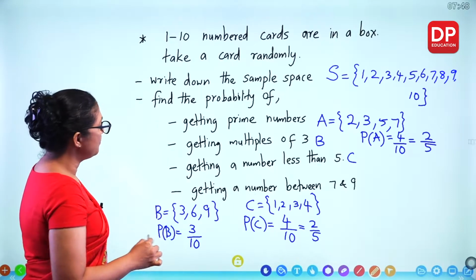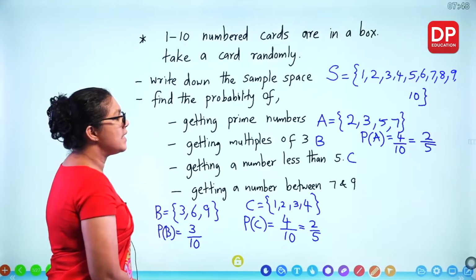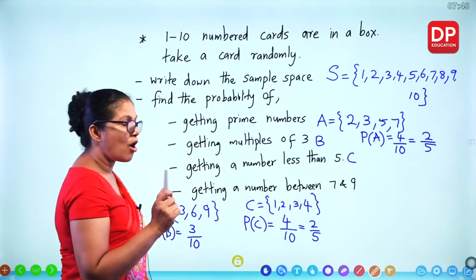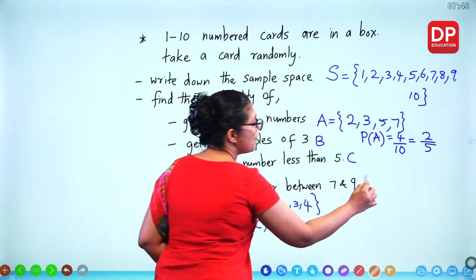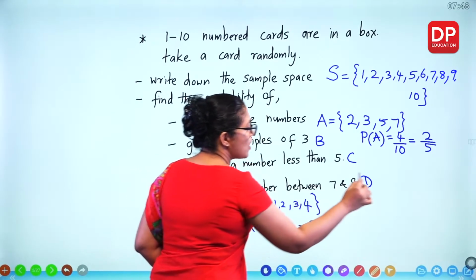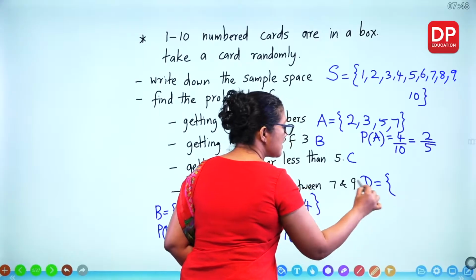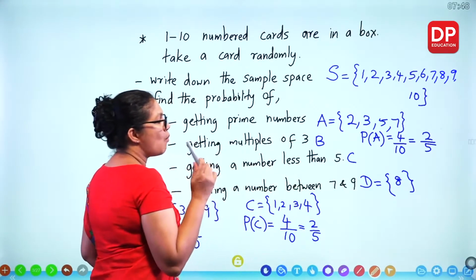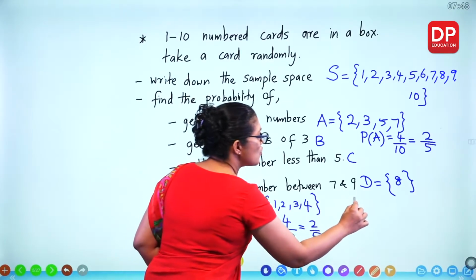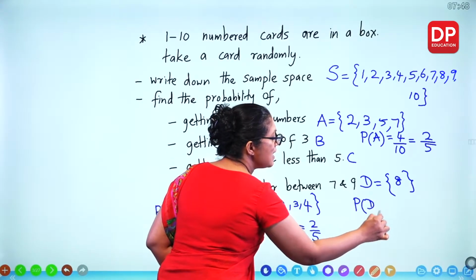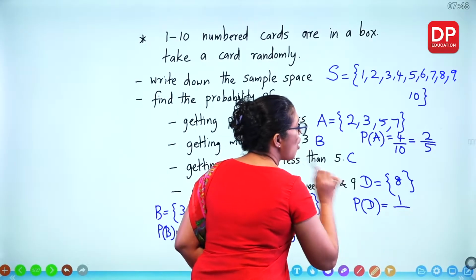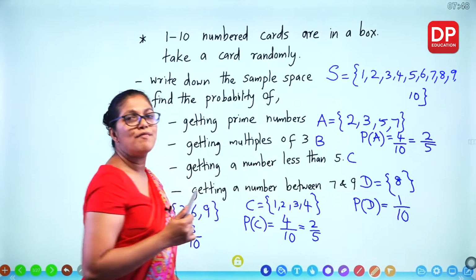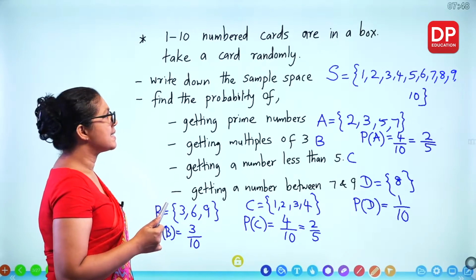Now the next one, getting a number between 7 and 9. Between means 7 and 9 not included. If this is D, what are the numbers in between 7 and 9? You get only 8. One outcome is there. So what's the probability of getting D? It is 1 out of 10. So that's how we find out the probabilities.